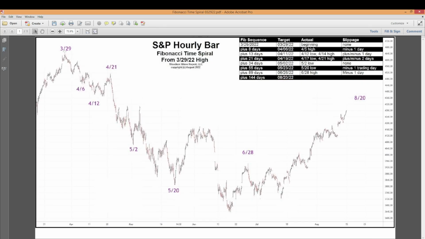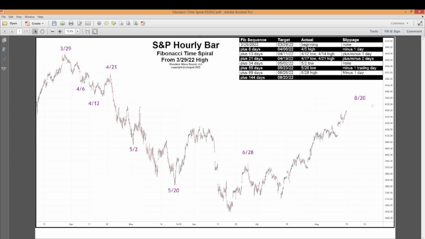From that 3/29 counter trend bounce higher, this spiral chart has a little bit of slippage of a trading day here or there, or 2 days at the most, but we are looking at an hourly bar, and you can see low, low, high, low, low, counter trend high. The next turn date is 8/20, which is Saturday.